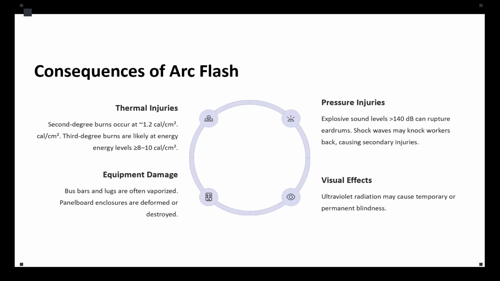Now, another consequence, which you can imagine, is equipment damage. Arc flash events normally result in severe equipment destruction. As we said, it is going to vaporize the conductors and the bus bars inside our equipment. It could melt or deform the panel enclosures. The insulation is going to break down across multiple phases, and we are going to have welded conductors and breakers after an arc flash.